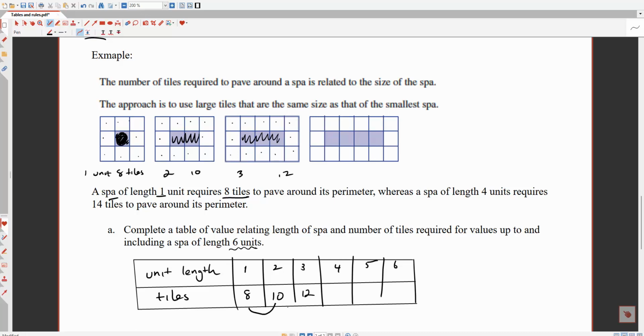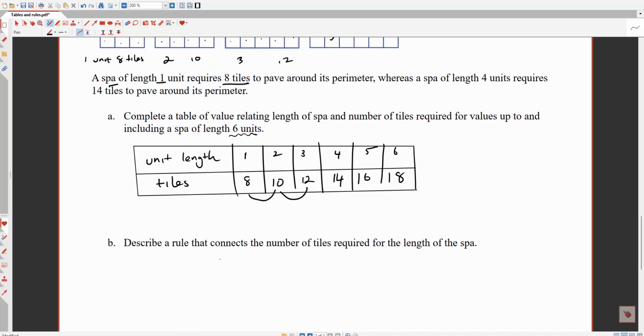Well, you can see here that it's going up by 2 each time, which makes sense because every time we add one of the tiles, we add 2 tiles around it. Okay, so spa increases by 1 means that there's 2 more tiles. So this makes perfect sense that 4 will be 14, 5 will be 16, and 6 will be 18 tiles. We don't need to draw it to work this out.